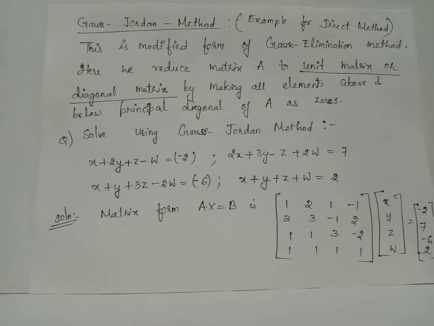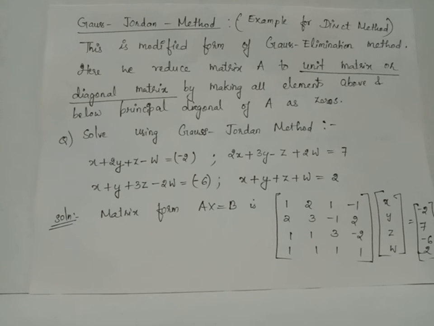Gauss Jordan method, which is also an example of a direct method. This is a modified form of the Gauss elimination method. Here the mathematician Jordan suggested: why should the coefficient matrix A only be reduced to an upper triangular matrix? It will be even more time saving if you reduce matrix A to a unit matrix or a diagonal matrix.